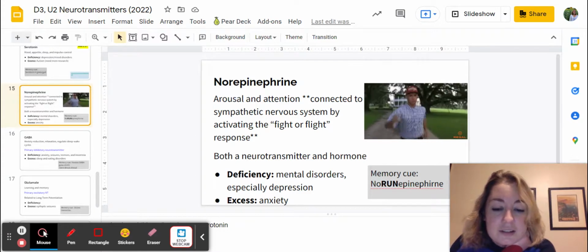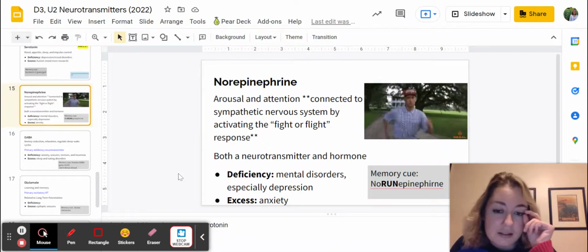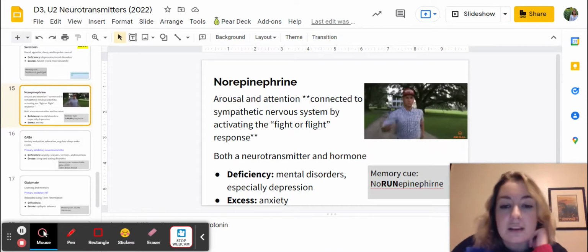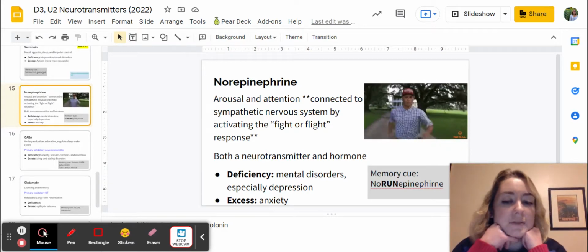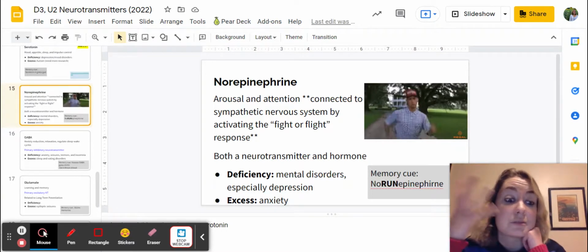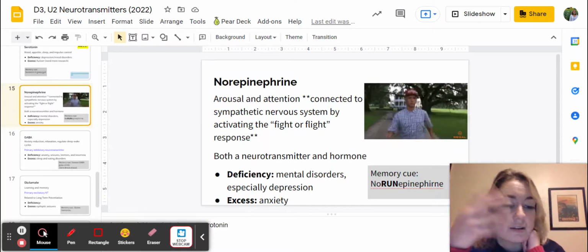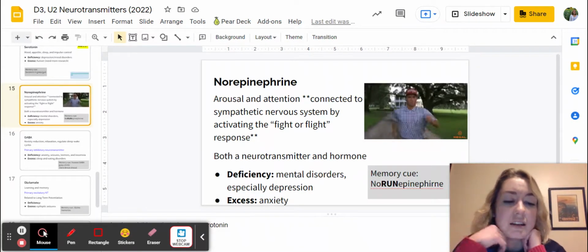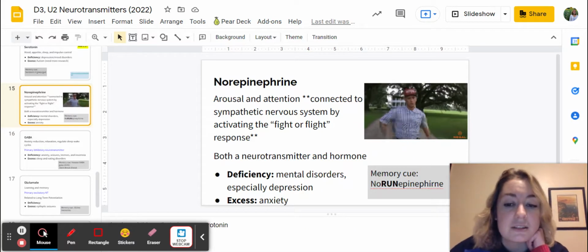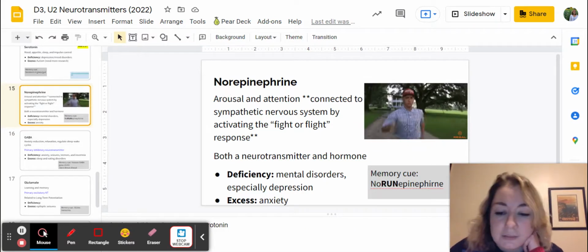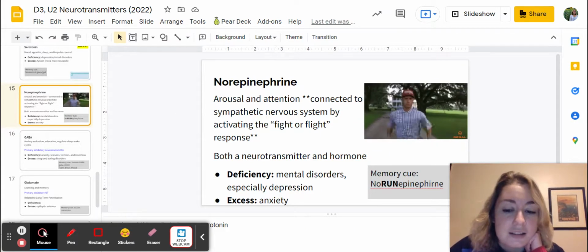Going back to deficiency or excess, if we have a deficiency, this is also connected to depression, which makes sense because if norepinephrine gives you that arousal, that energy, you know that depression is kind of the opposite of that, right? You're very lethargic and sad. So you might have a deficiency if you have depression. An excess can contribute to anxiety.